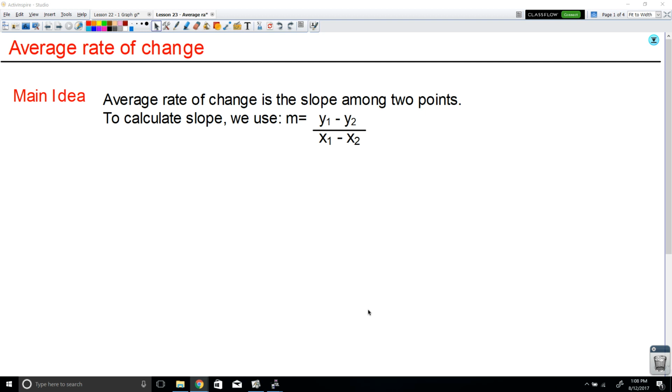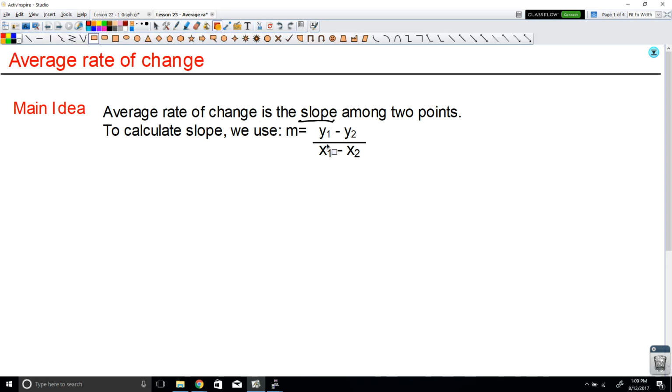Today, we will talk about the average rate of change. Now, the main idea here is that the average rate of change is nothing more than the slope between 2 points. And from Algebra 1, you might remember that the slope can be calculated using this formula, where the slope is the change of y over the change of x.